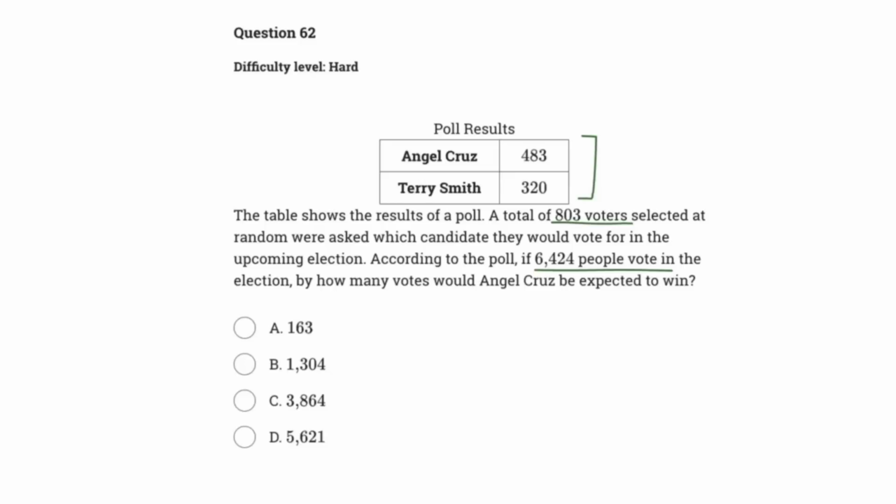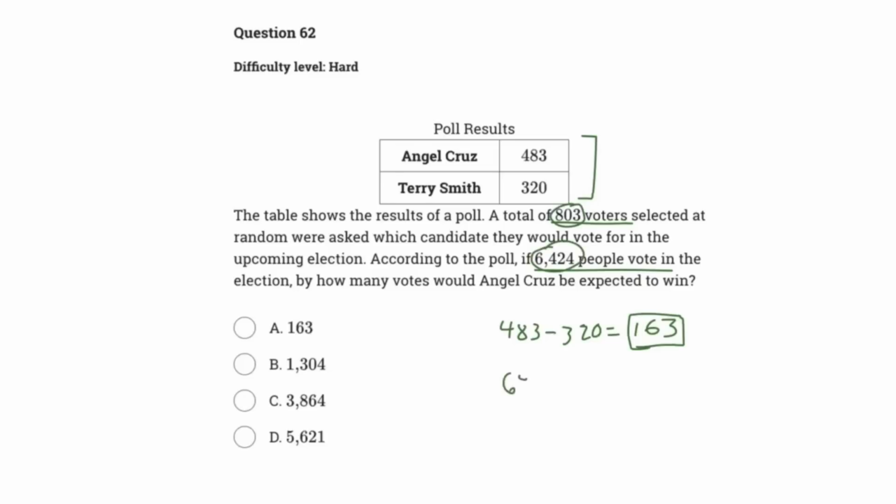Therefore, what we want to do here is find the actual difference that Angel Cruz wins by. So 483 subtracted by 320 gives us a value of 163 votes. Now that we have this number of 163, we can't just use this number because that's only of the 803 voters. We need to scale it up, right? And to find the scale factor, we can just apply the comparison between 803 and 6,424.